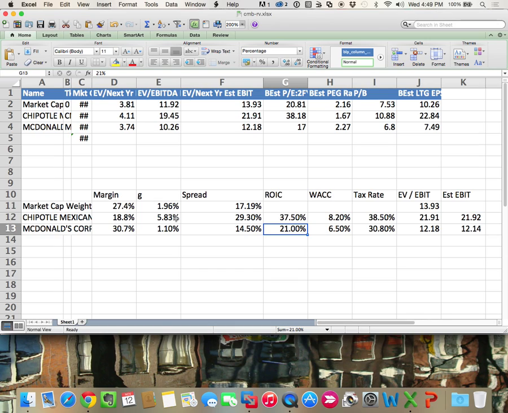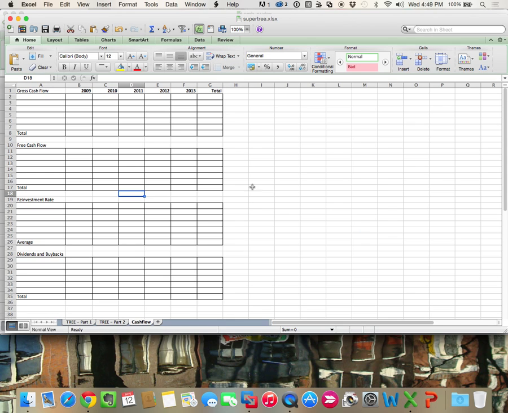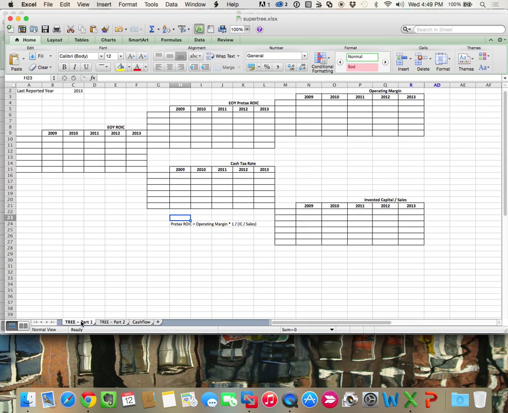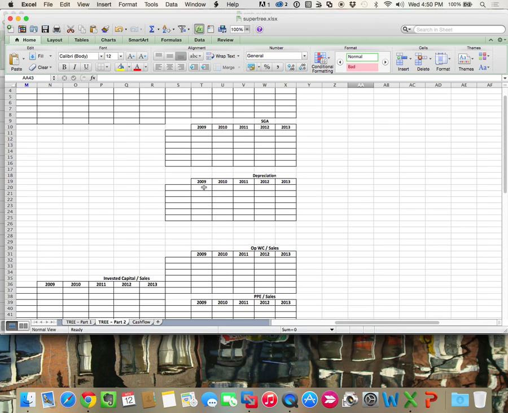Now, in the interest of time, I want to talk about your homework assignment real quick. So I have just uploaded a file called the Supertree. And you can use this as your base. So in the Supertree, this is the ROIC tree, which has the room for 6 companies. Right? Here's page 1 and the drill down. Here's part 2 and the drill down. Okay, so you can use this to start building out your tree.